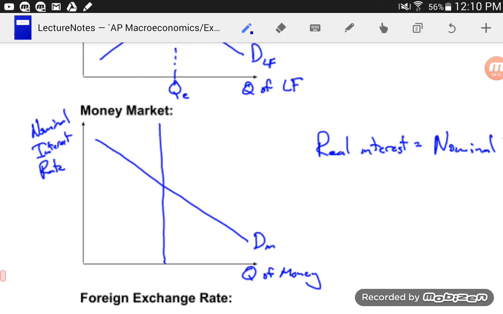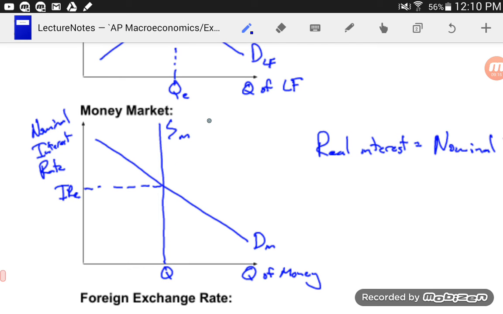The money supply, though, is what the money supply is. That's controlled by the Fed. Oops, money supply. Let me write that as supply of money. And so that is how much money is going to be available, and there we go. You're going to get an equilibrium interest rate.